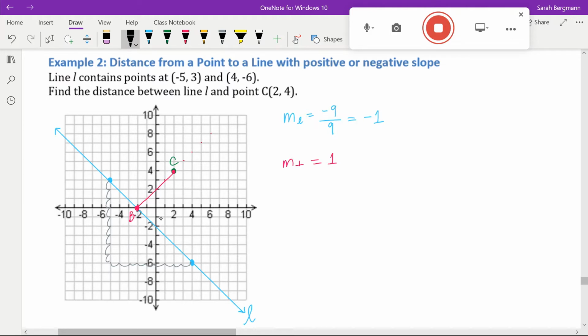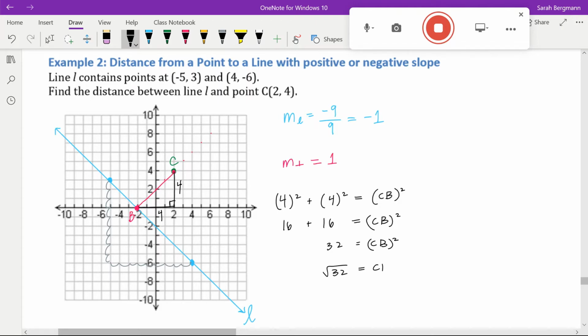Now, I can't just count this time, but I can either use distance formula or Pythagorean theorem. So if I'm using Pythagorean theorem, let's draw the right triangle. This side has a length of 4. This side also has a length of 4. And now I can use Pythagorean theorem, so I have 4 squared plus 4 squared equals CB squared. That gives me 16 plus 16 equals CB squared. 32 equals CB squared. Now in order to get CB by itself, I need to square root both sides.